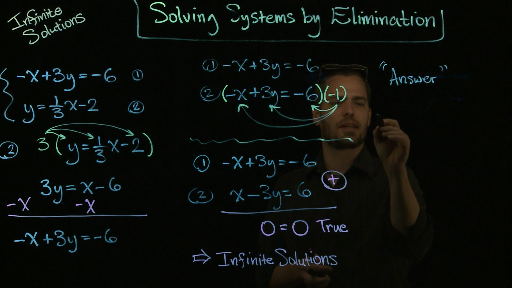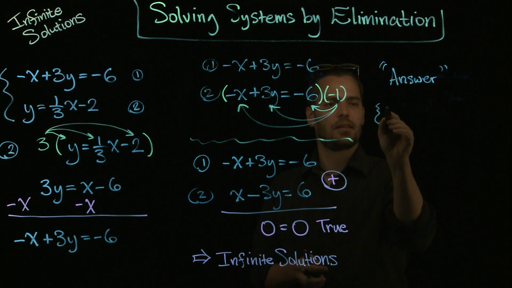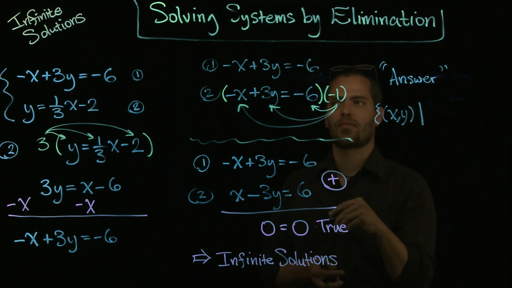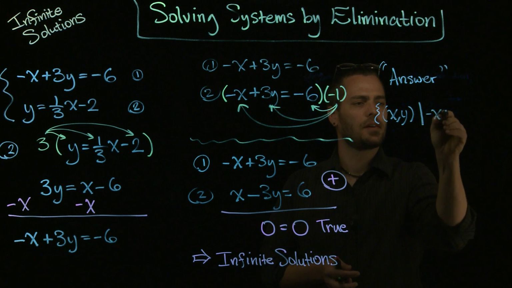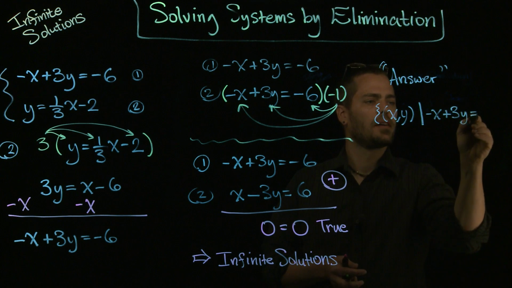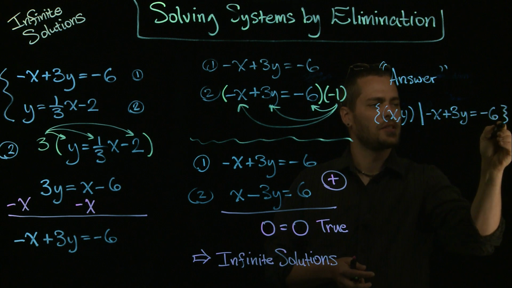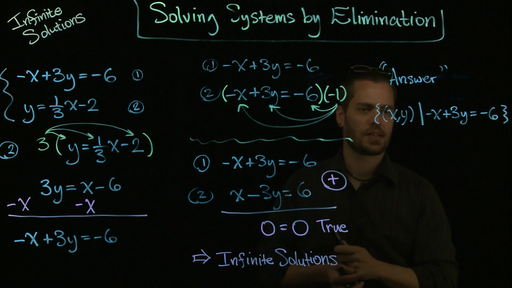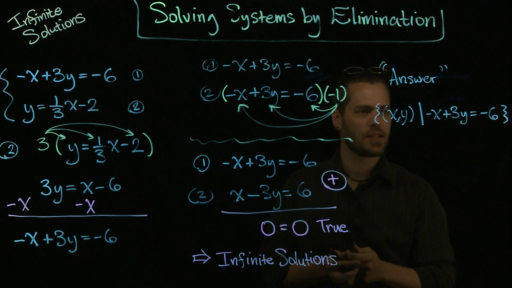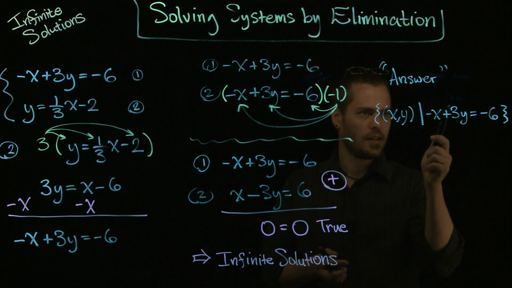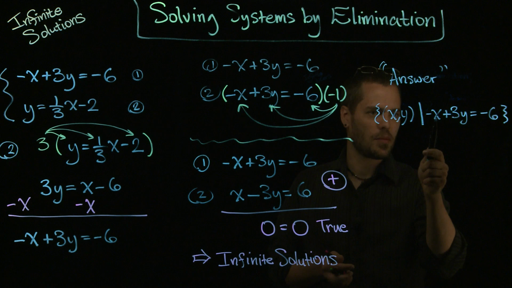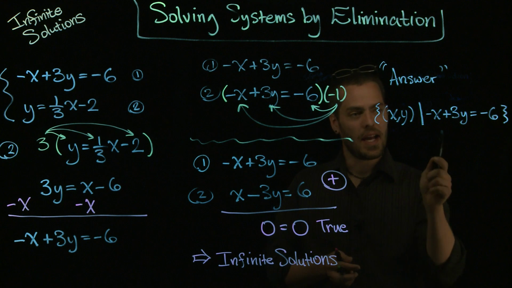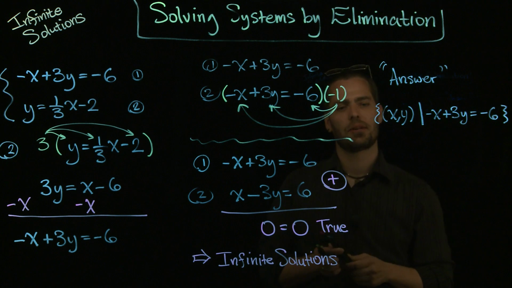We can use set notation to say that we're looking at the set of points x, y, such that one of these equations is true. Negative x plus 3y equals negative 6. And then we end our set notation. What this says is that every point that can be listed as an ordered pair, every point, is a solution such that it obeys this equation. Okay, so any number for x and y simultaneously that shows that this equation is true is a solution to this system. Any x and y point that does not satisfy this equation is not a solution.